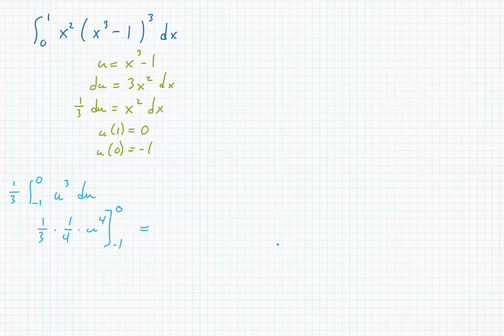So let's see what we get here. We're going to end up with 1/12 times 0 to the fourth minus 1/12 times negative 1 to the fourth, which is going to be 0 minus 1/12, or just negative 1/12. And that's what we get for our definite integral value.